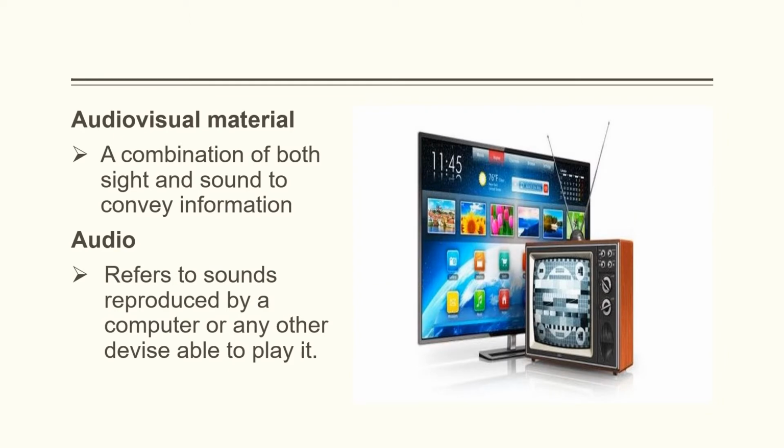And we have audiovisual material, a combination of both sight and sound to convey information, and audio refers to sounds reproduced by a computer or any device able to play. An example for AV materials are laptops, computers, and phones. And for audio, we have recorded voice like podcasts and MP3 songs on iTunes and Spotify.